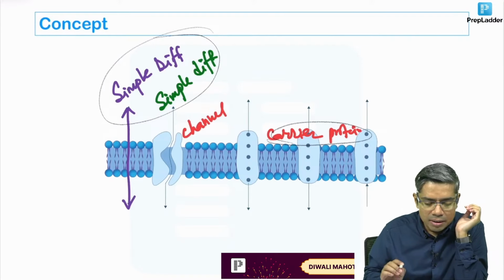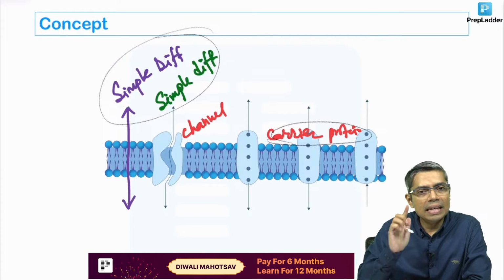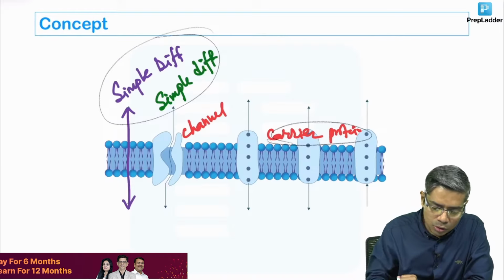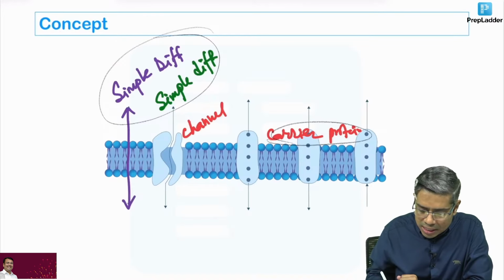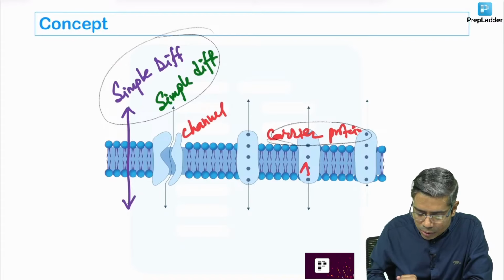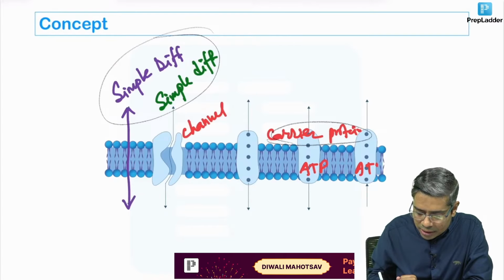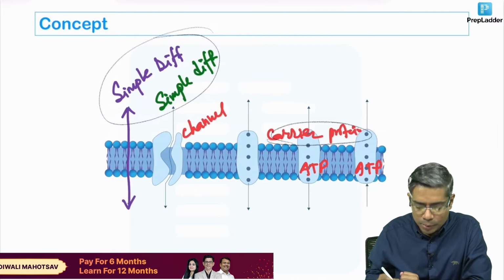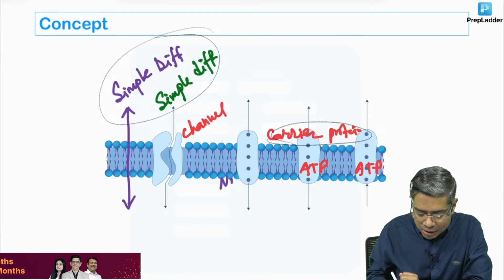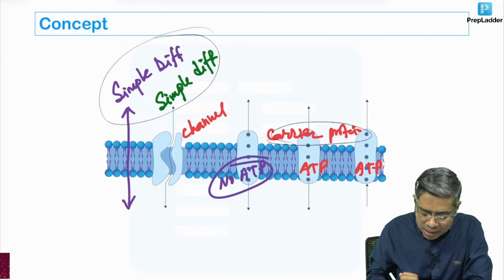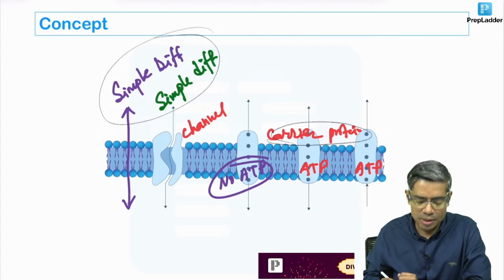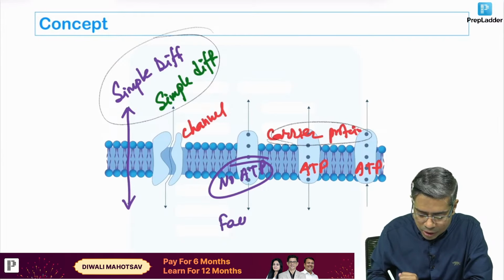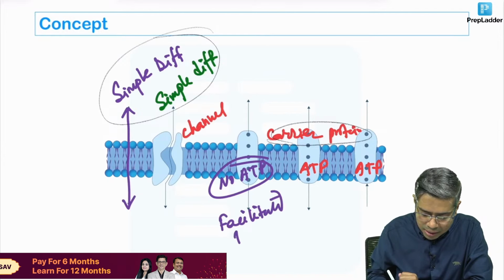Now whenever a transport is happening with a carrier protein, it may or may not require adenosine triphosphate, ATP. Suppose a carrier protein is taking the help of adenosine triphosphate, then this type of carrier protein will be an active carrier protein. But if a carrier protein is not taking the help of ATP, but still it is helping in the transport of substances, then this kind of carrier protein is known as the facilitated diffusion type of transport.